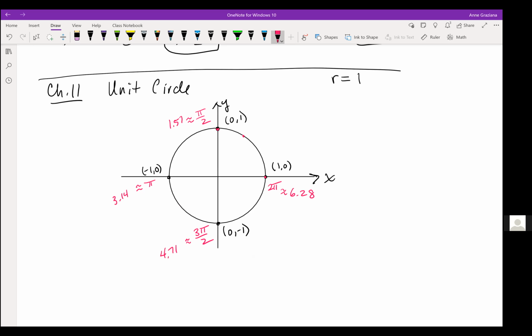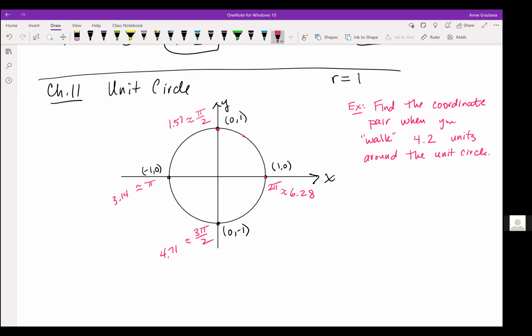Now, we also talked about walking around the unit circle. So here's an example. Find the coordinate pair when you walk, let's do, how about this, let's get a little challenging, 4.2 units around the circle.